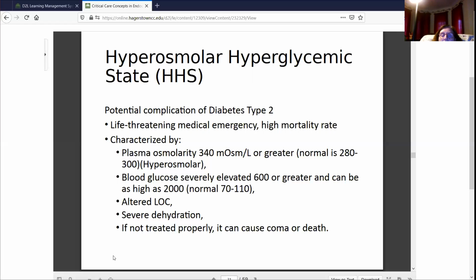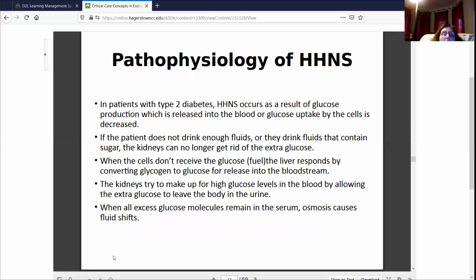Blood glucose is severely elevated, 600 or greater, and can be as high as 2,000. Okay, normal is 70 to 110. They have altered level of consciousness and severe dehydration. If not treated properly, it can cause coma or death. So what is the pathophysiology of HHNS?